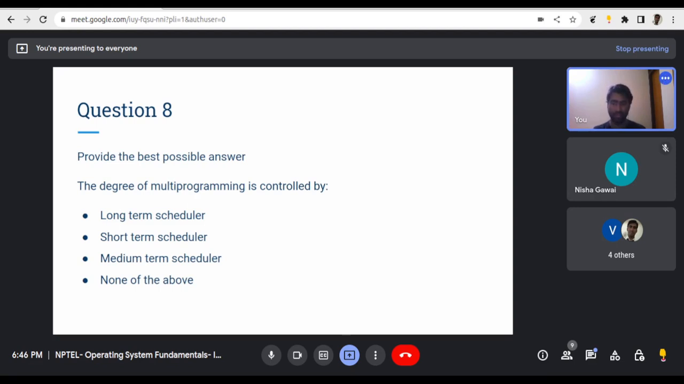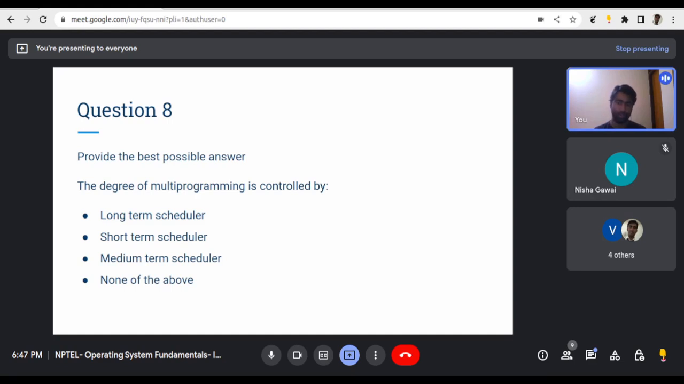A short-term scheduler determines which process will get the CPU execution time, right? And the medium-term scheduler will be deciding what processes will be swapped out from the waiting queue onto the secondary memory. So it may happen once a process is waiting in the waiting queue, or it may happen from the ready queue also.